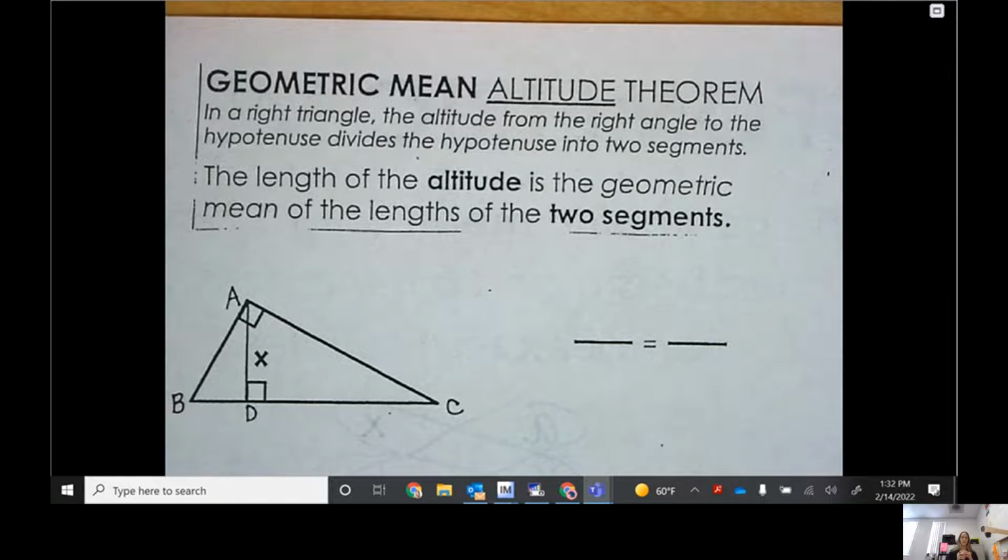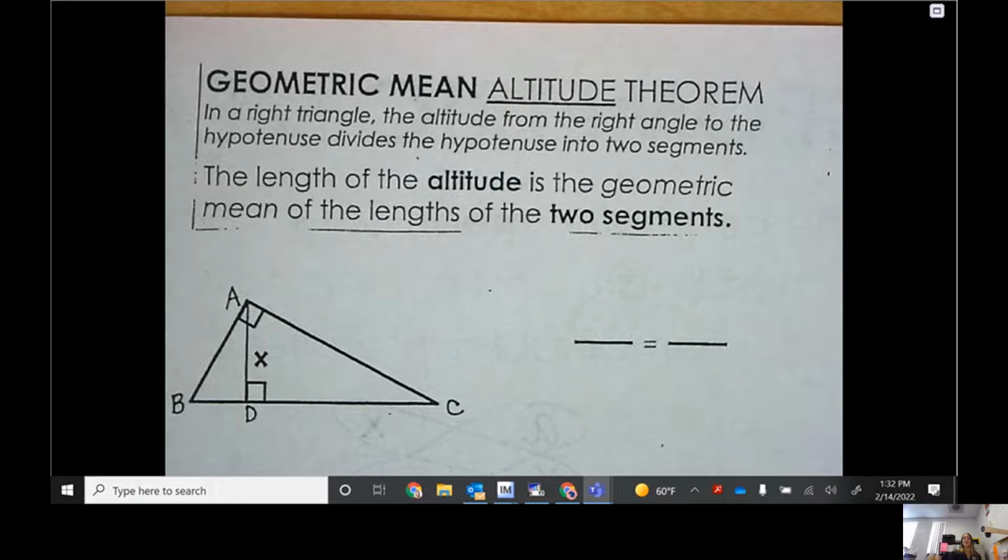Nice and loud, please. In a right triangle, the altitude from the right angle to the hypotenuse divides the hypotenuse into 2 segments. The length of the altitude is the geometric mean of the length of the 2 segments. Okay, that was a lot of words in there, right? There's a lot of things going on in that sentence.